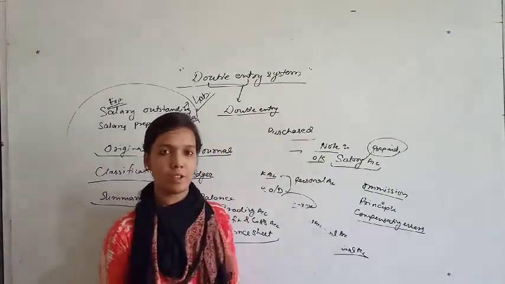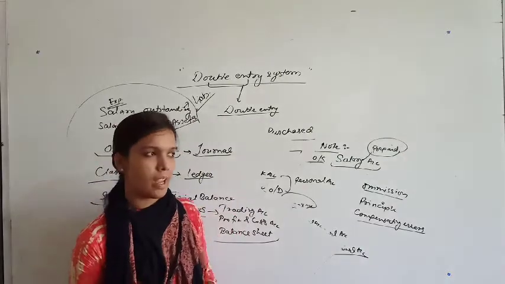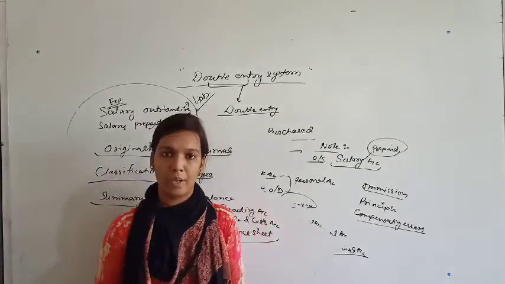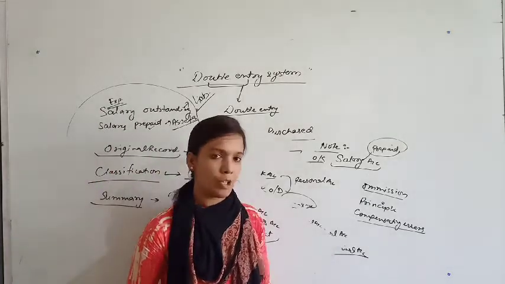Omission. Omission is you have forgotten to record the transaction. Suppose that you have sold your goods, but you have forgotten to record this in your books. So that will be your error of omission.